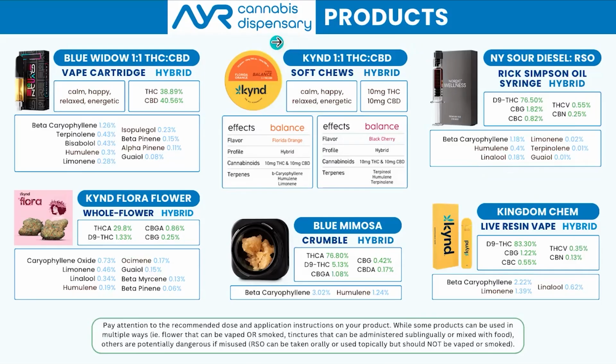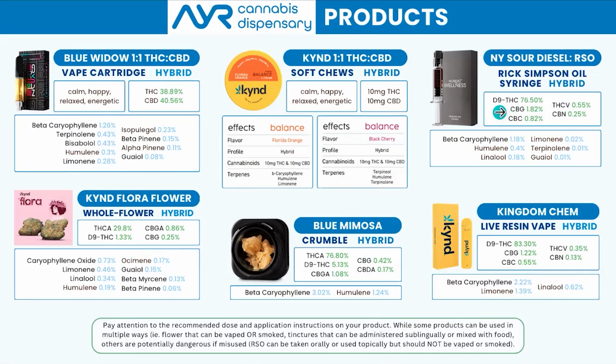This is Air Dispensary that has products that include not only vape cartridges, whole flower, chews, crumbles, Rick Simpson oil, and also vapes. And you'll notice that there is a profile that shows the amount of THC and CBD, as well as the terpene profiles of each of these particular products.